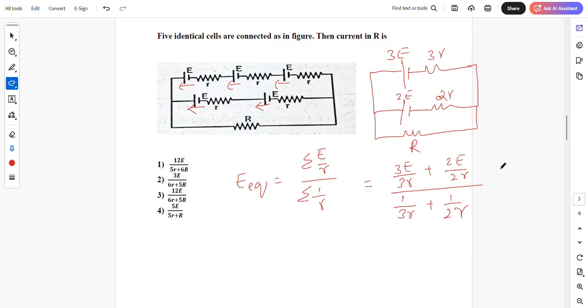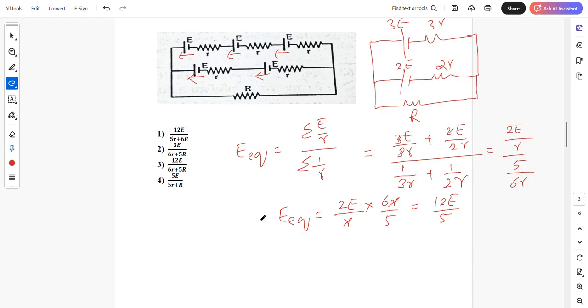Now if you simplify this, 2 gets cancelled, 3 gets cancelled. If I take the LCM, E plus E is 2E, divided by 6R, and 3 plus 2 is 5. So E equivalent will be 2E by R into 6R by 5. R gets cancelled, 12E by 5. So E equivalent is 12E by 5.